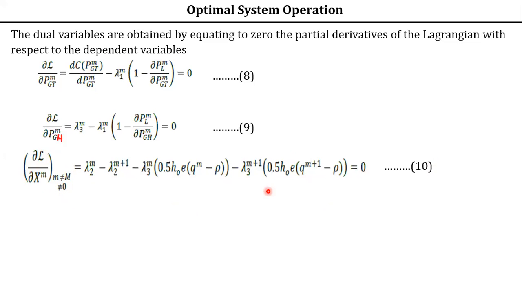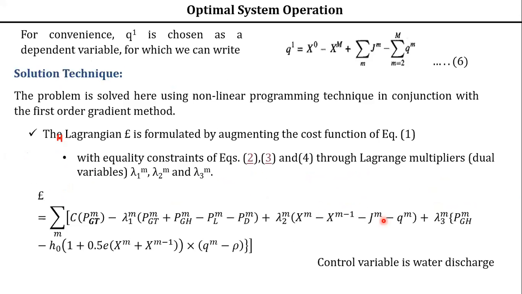These are nothing but your Kuhn-Tucker conditions 8, 9, 10. This is the same procedure we did for thermal generation alone. Now, substituting equation 3 in 6. What is equation 3? It is your water continuity equation. What is your equation 6? It is the equation we just got.